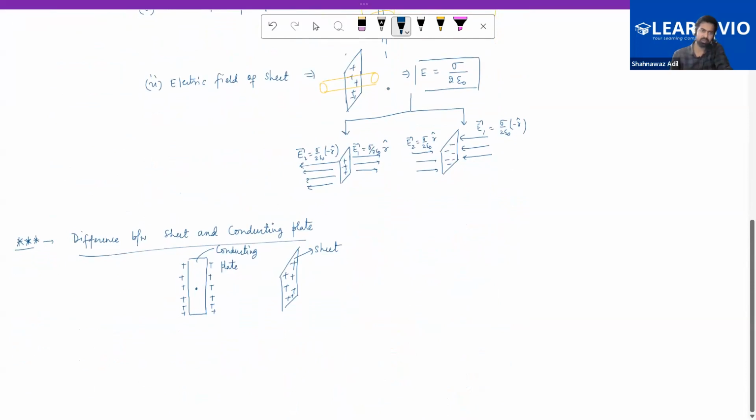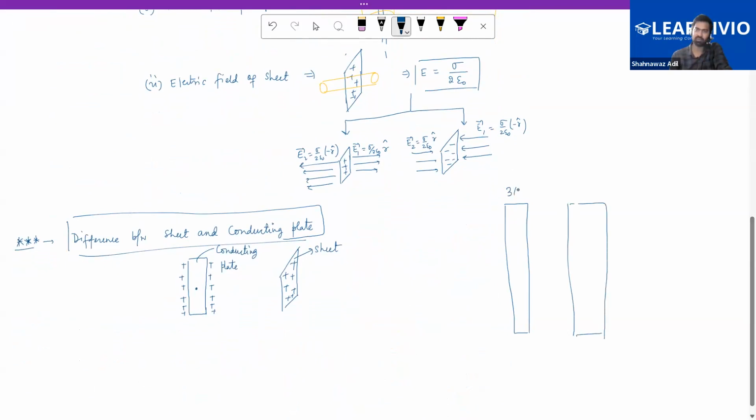This is the topic that we will be covering in the next class. Let's say I give you these conducting plates, and this one contains 3Q charge, this one contains 4Q charge. What would be the distribution on this side? What would be the distribution on this side? That is the kind of question we will do, because for conducting plates, the distribution can be different, not like the sheets.